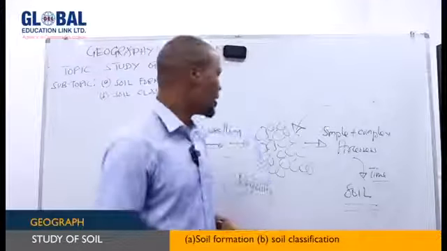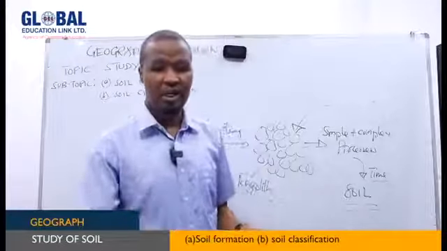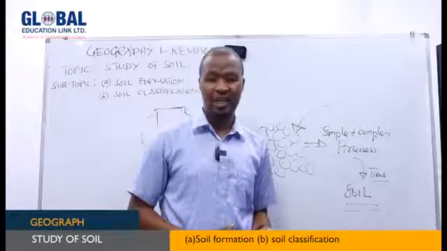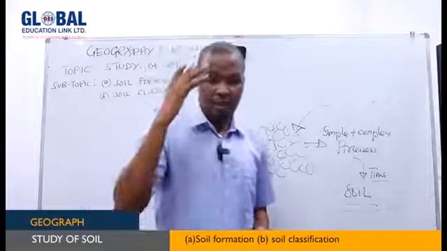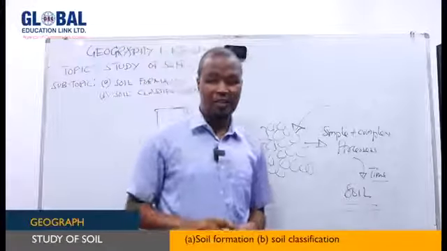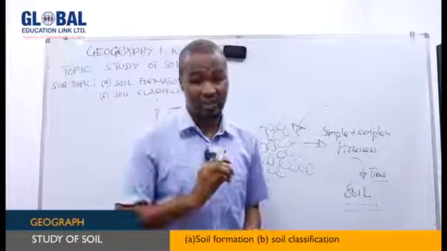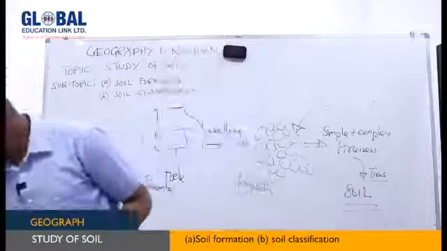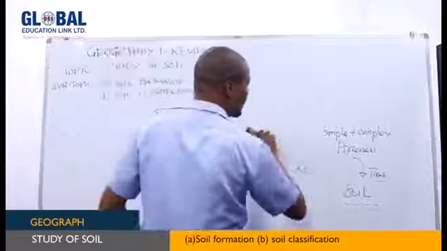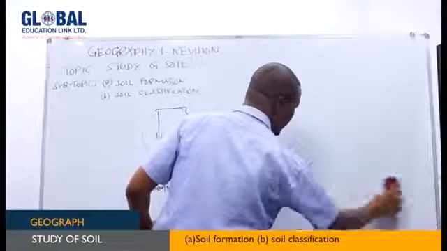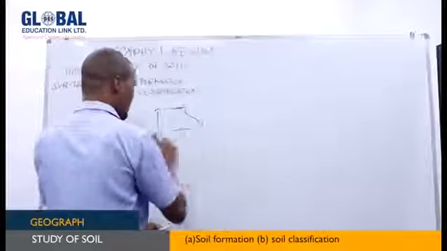So from there, some questions may sometimes be asked: why is soil considered a living entity? Why do we consider soil as living things? We consider soil as a living entity because it has characteristics similar to living things. So let's see why soil is sometimes considered as living things. We consider soil sometimes as living things due to the following reasons.